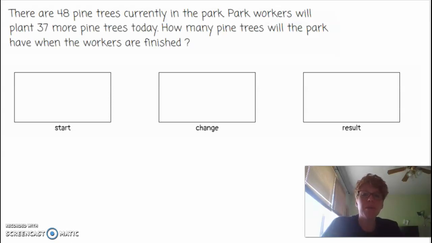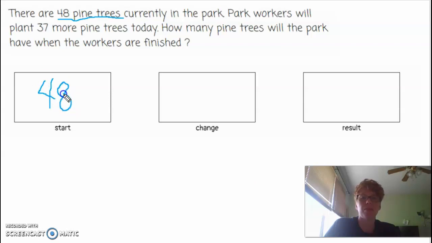It says there are 48 pine trees currently in the park. Park workers will plant 37 more pine trees today. How many pine trees will the park have when the workers are finished? This is a perfect word problem to help us with start, change, and result because we can clearly see how many pine trees the park started with, right? I want you to find it. How many pine trees were in the park originally? Can we see it? There are 48 pine trees currently in the park. So we start with 48.